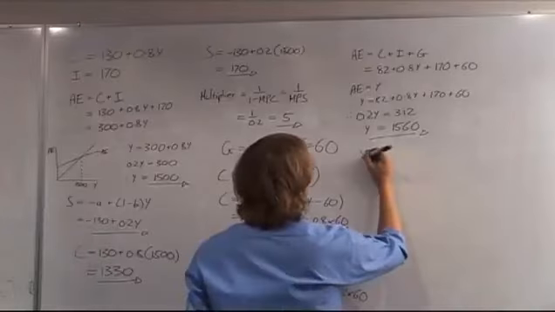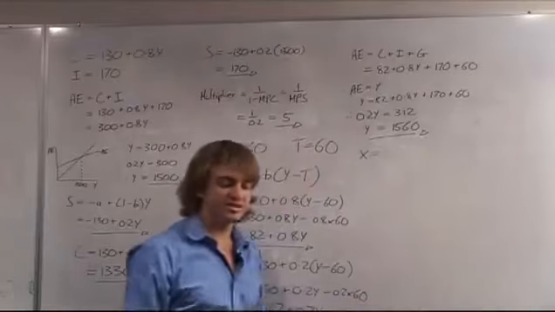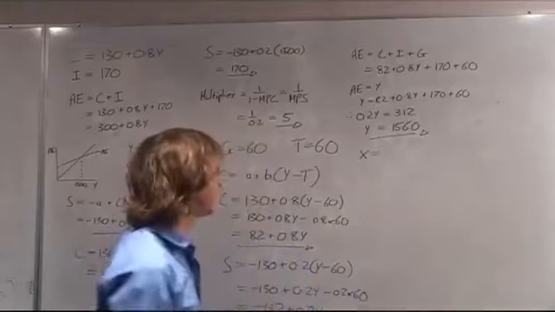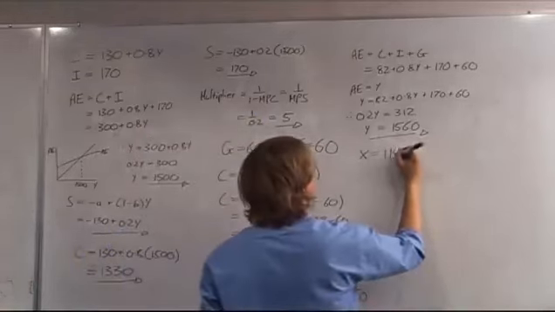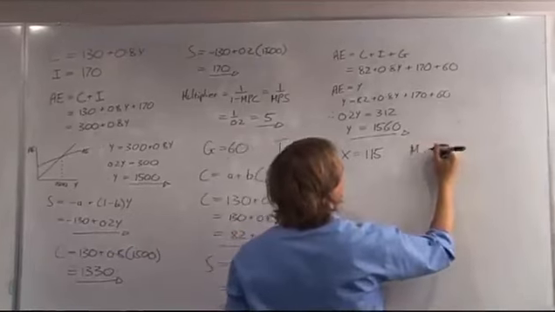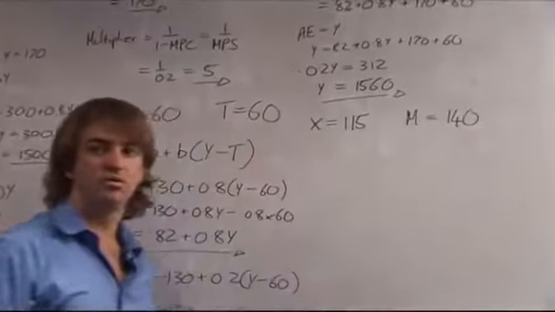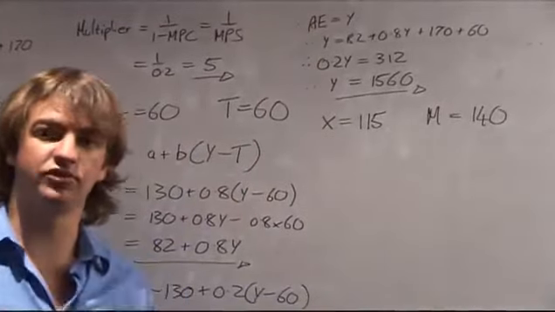Well, now let's say that we can include international trade, so we can include the level of exports and imports. Let's say our exports are 115 and our imports are equal to 140. So let's now try and find out the equilibrium for y.